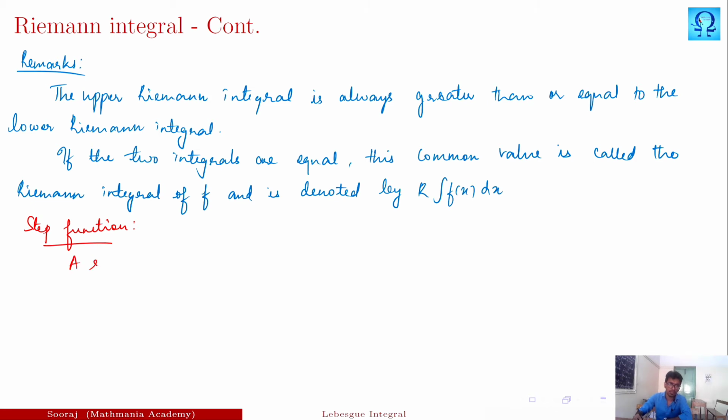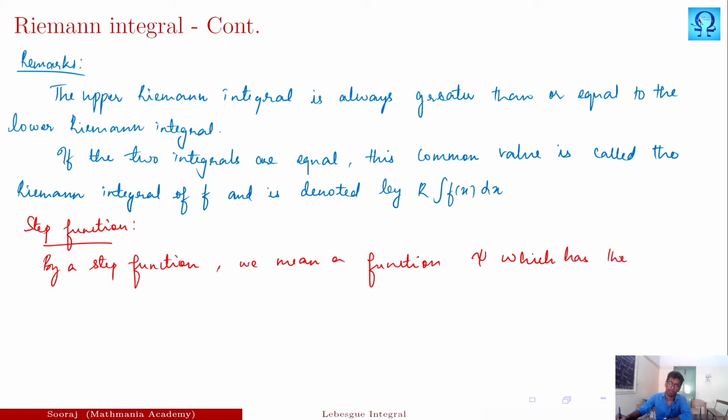Okay, a step function. By a step function we mean a function psi which has the form psi of x equals ci for x values lying in the subinterval xi i minus 1 to xi i.